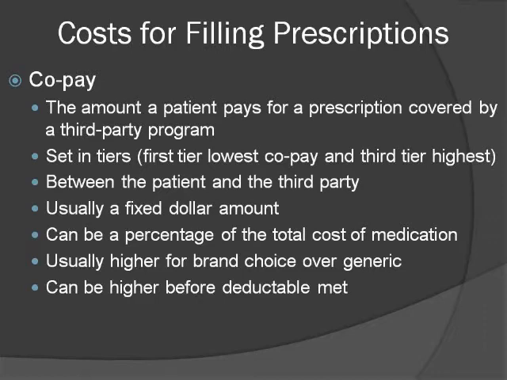And usually copays are going to be a fixed dollar amount, so that if the patient gets a generic, he or she might pay $10 or $5. And if he or she gets a brand, then it might be $30 or $50. So it's rare that the copay will be based on a percentage, but in some cases that could be the case.